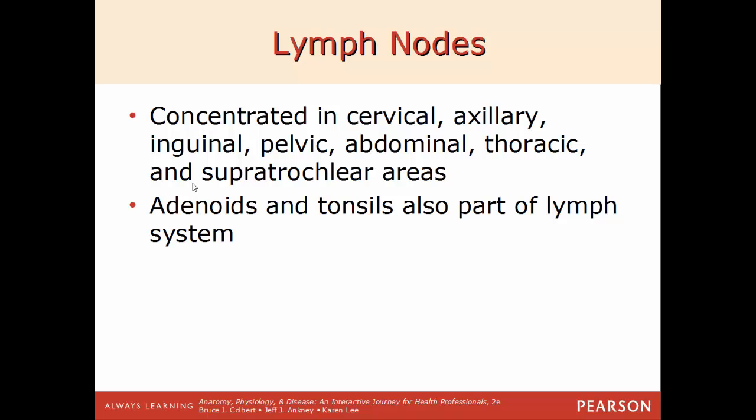Now, lymph nodes will be concentrated in the cervical region, just near your neck, axillary, which is in your armpits, inguinal, which is your groin area, pelvic, abdominal, thoracic, and supratrochlear areas. The adenoids and tonsils are also part of the lymphatic system.